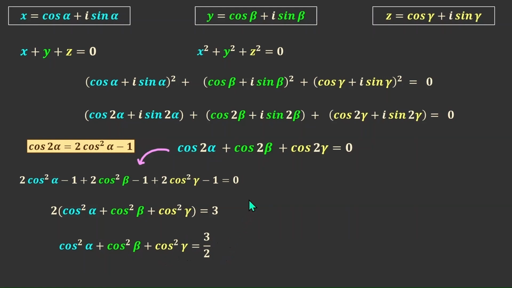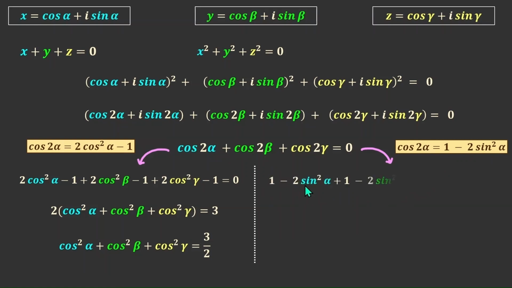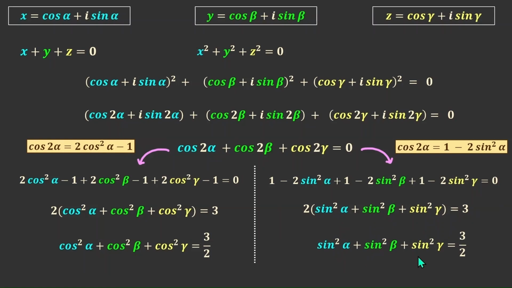Well, the second thing we had to prove was the sin square terms. And we can do it with this formula also. We can open cos 2 alpha now as cos 2 alpha is equal to 1 minus 2 sin square alpha. So this opens up as 1 minus 2 sin square alpha plus 1 minus 2 sin square beta plus 1 minus 2 sin square gamma is equal to 0, which would give us that 2 into sin square alpha plus sin square beta plus sin square gamma is equal to 3. So this gives us that sin square alpha plus sin square beta plus sin square gamma is equal to 3 by 2. And so we got what we wanted to prove.